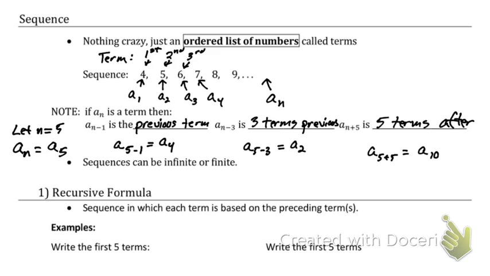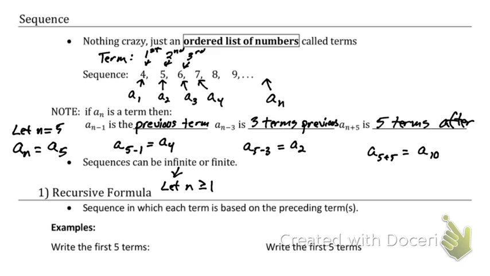Sequences can be finite or infinite. To make it infinite, it would look something like this. We would let our n be greater than or equal to 1. That means you're going to start at 1 and you're going to go on forever, counting your n's.